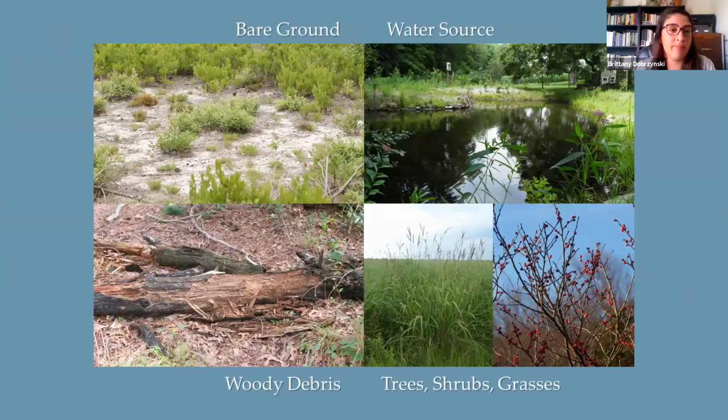And just another feature of having variation on the landscape that allows for the use from these animals. So a water source or proximity to a water source is also important.